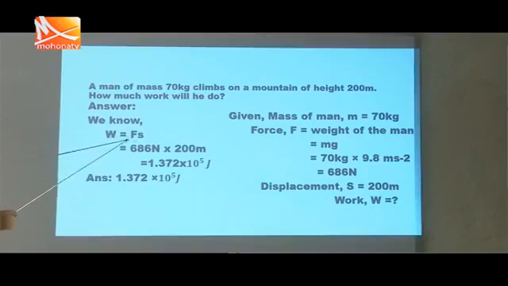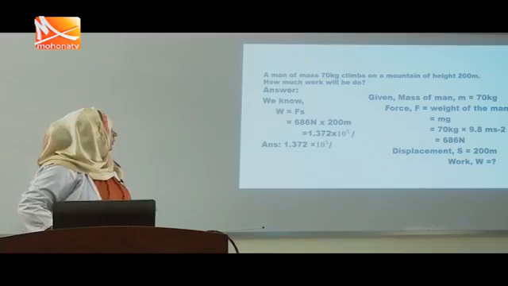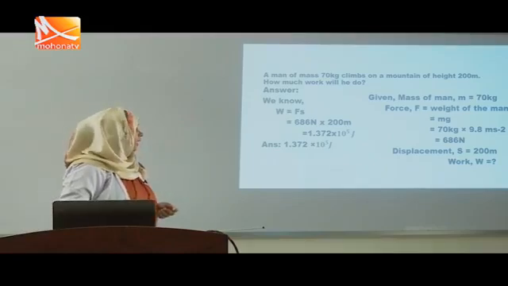The formula W equal to Fs, that means 686 Newton into 200 meter. In the calculator you will calculate this value, 1.372 into 10 to the power 5 joule.